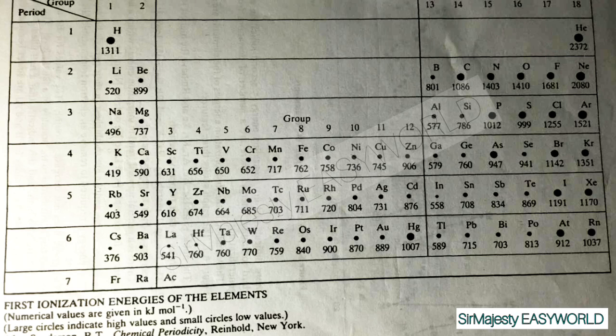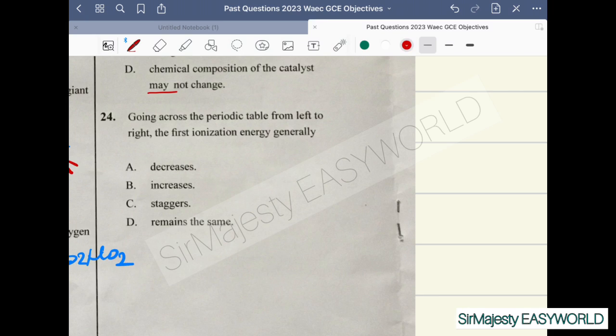So as you can see from that table, if you check the numbers well, they are now asking us what happens to ionization energy generally. So let's go back to the question. This one says, going across the periodic table from left to right, the ionization energy generally, automatically, increases. That is why it's difficult.